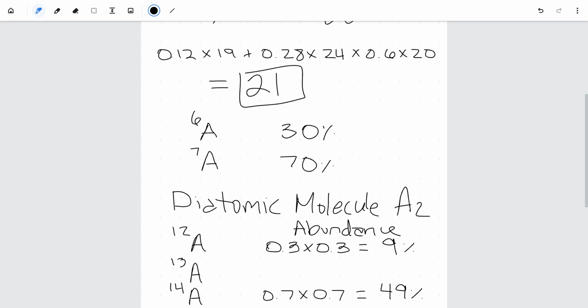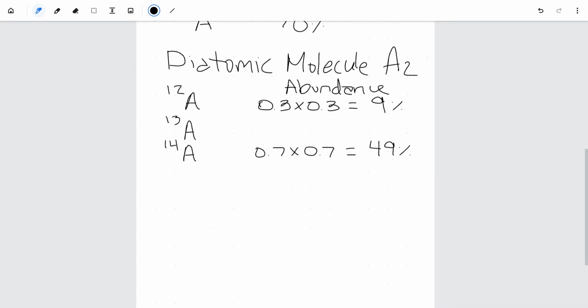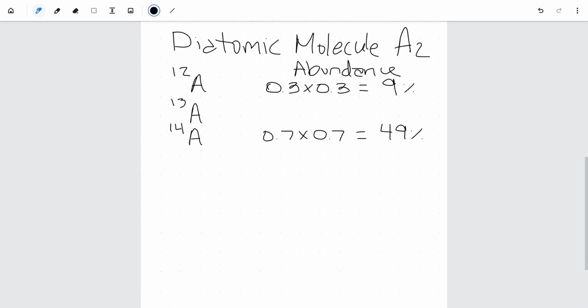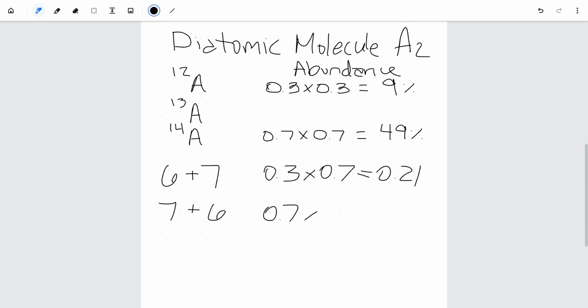And then this 13 gets a little bit tricky because there's two ways that 13 can be formed. We could think about a 6 and a 7 combining, or a 7 and a 6 combining. And so we're going to have to add up the probabilities of these two things happening. The first one has a probability of 0.3 times 0.7, which is equal to 0.21. And then the second one has a probability of 0.7 times 0.3, which is equal to 0.21. And so we add these two together because there's two different ways that it can form, and we get 42%.